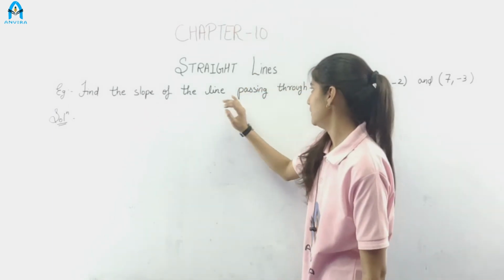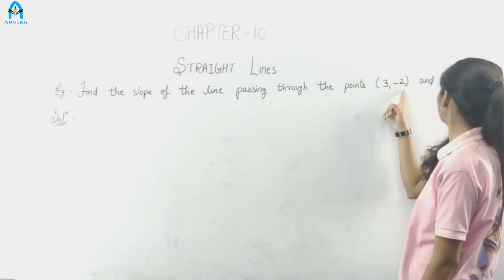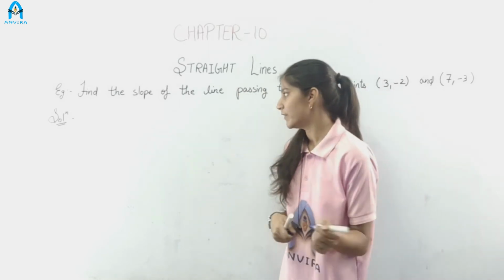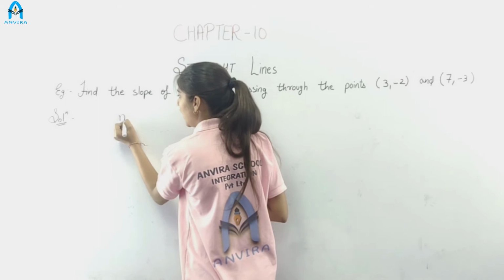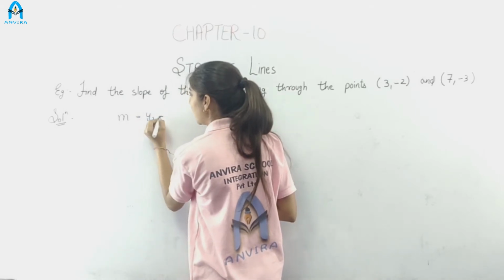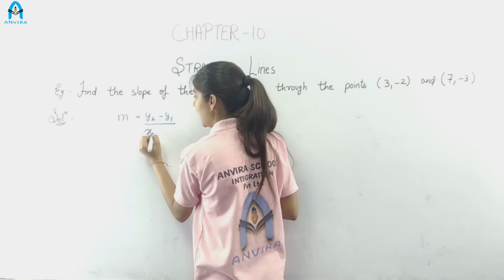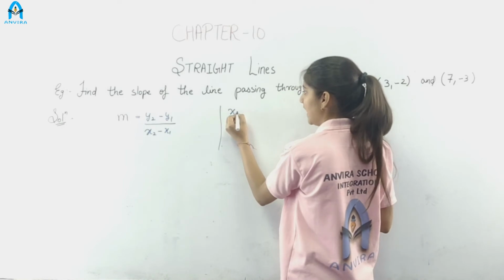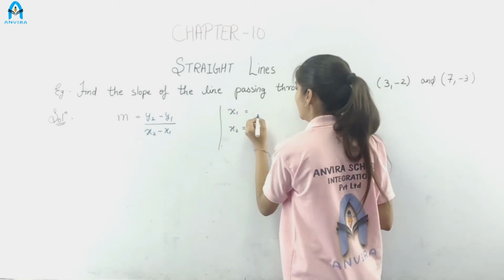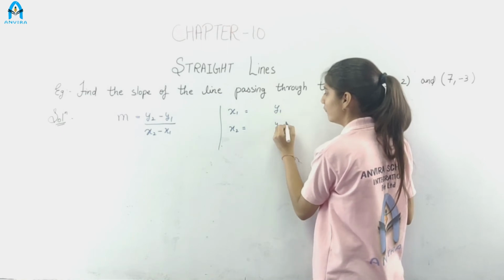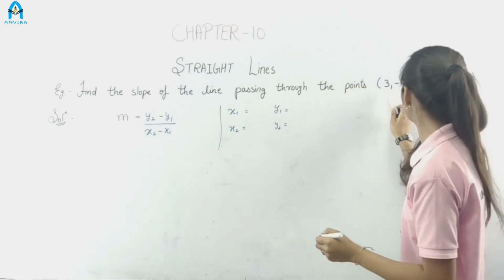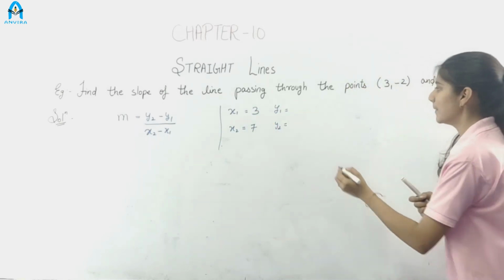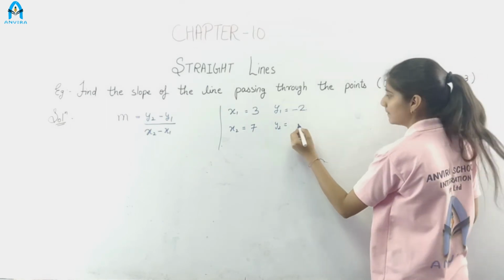Now, let us take an example for finding the slope of the line when coordinates are given. Find the slope of the line passing through the points (3, minus 2) and (7, minus 3). So how can I find it? First of all, recall our formula. m is given by y2 minus y1 upon x2 minus x1. Here, x1 is 3 and x2 is 7, y1 is minus 2 and y2 is minus 3.